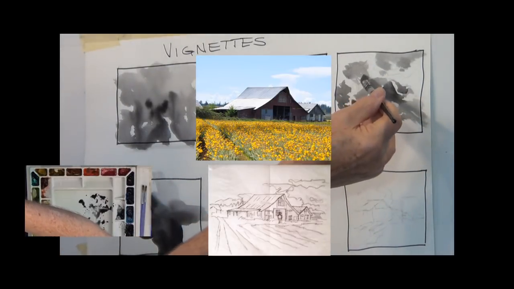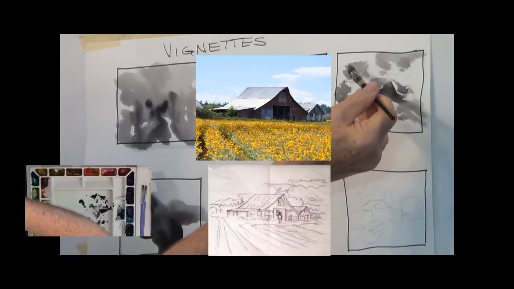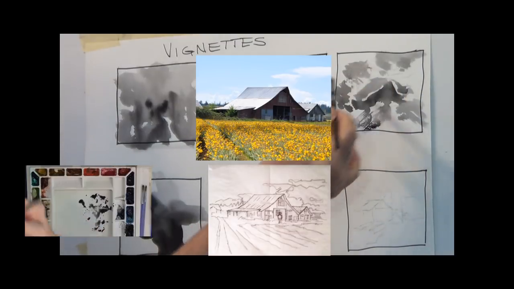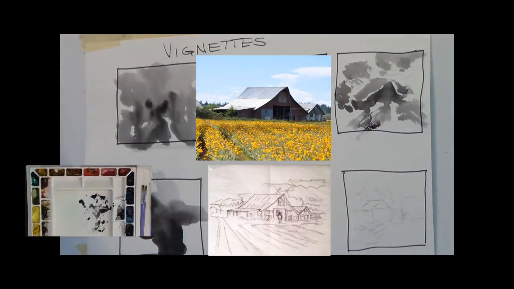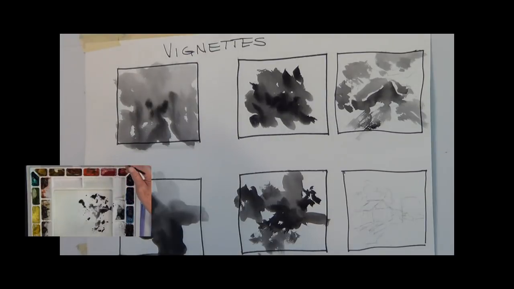So make these shapes interesting so they're not boring. They're not geometric. They're not circles. They're not squares. They're not rectangles, triangles, that sort of thing. So I think that's a pretty good map that I can use for that painting.